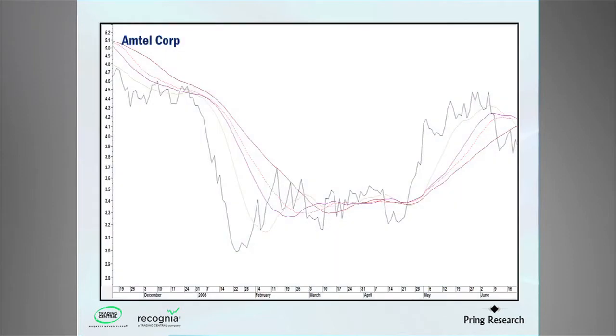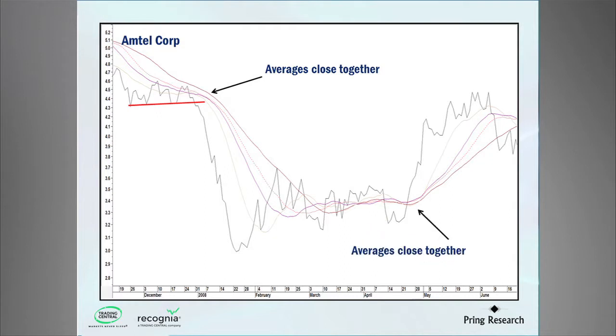This chart features several moving averages for Amtel Corp. Just here, all of them were in an unusual state of convergence, and this was confirmed by a break below this red line. Later on we see another convergence, this time with a confirmed break to the upside. In effect, this convergence of moving averages reflects a very tight balance between supply and demand. When this unusual quietness is resolved, it's of little wonder that prices move in earnest.